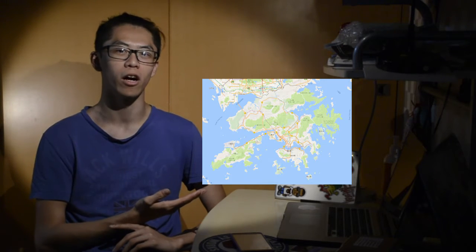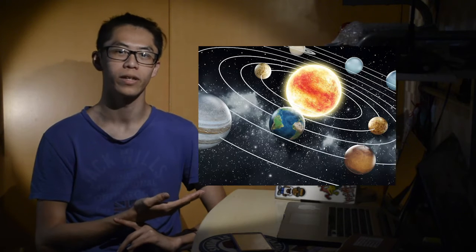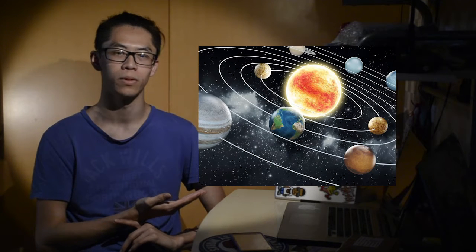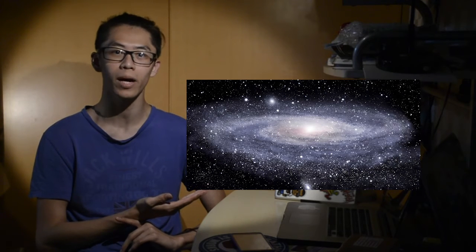Today I would like to introduce our galaxy, the Milky Way. Well, you may ask the question, what is a galaxy? Okay, let me explain it. This is me, and I'm in Hong Kong. Hong Kong is on the Earth, and the Earth is in the solar system. Then the solar system is just a part of our galaxy, which is the Milky Way.